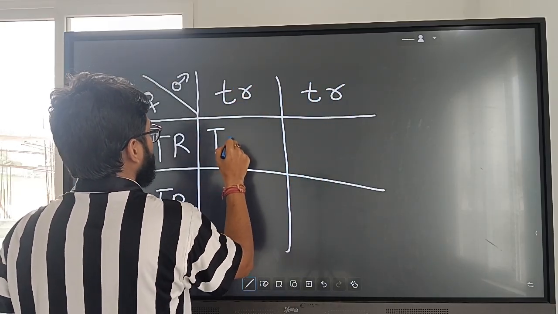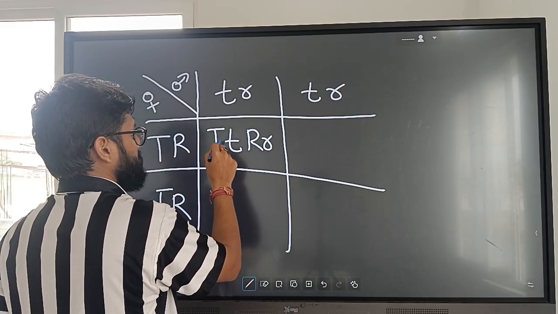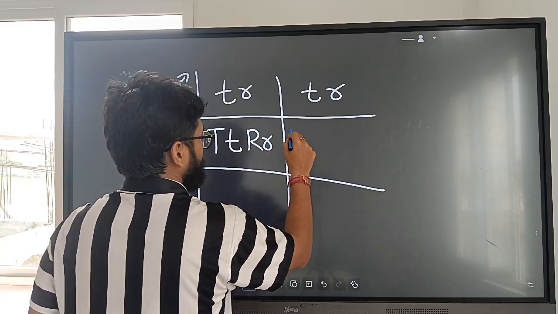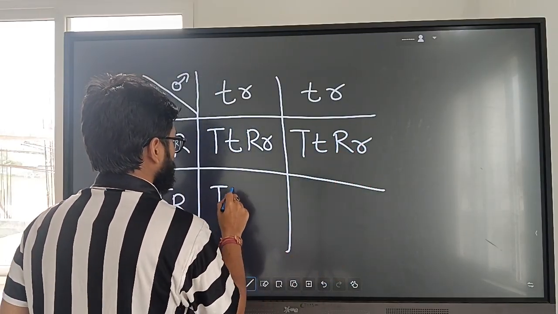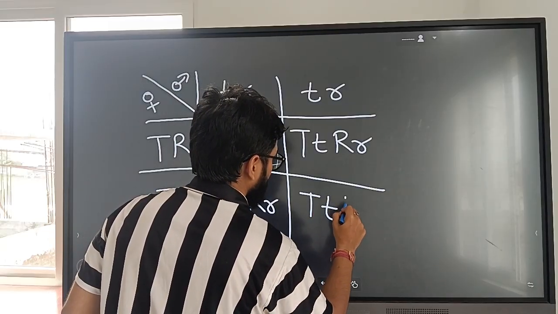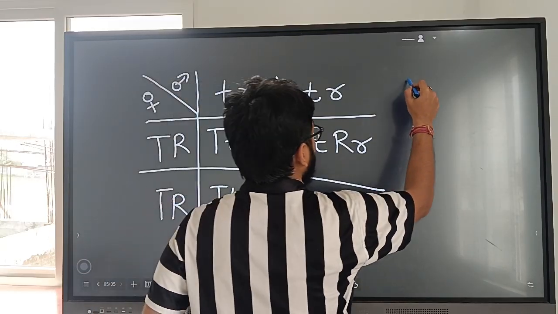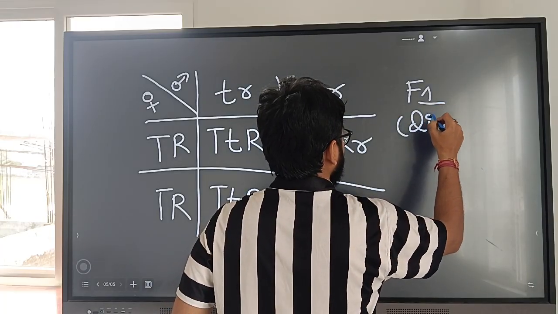So what do we get? Capital T, capital R, capital T, capital R, small r. This is what we will be getting in all of the crosses that we face, right? And this is our F1 of a dihybrid.